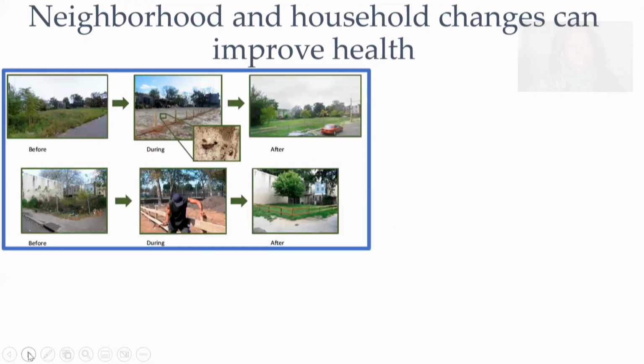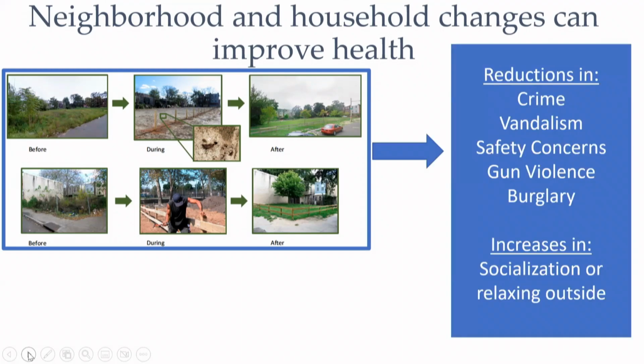And so here's an example of an intervention with just taking parts of the environment and cleaning them. So these show the before pictures. And from this intervention, they observed reductions in crime, vandalism, safety concerns, and then increases in socialization. So these are all factors that I previously showed on the last slide that are related to adverse sleep health and other adverse health outcomes.